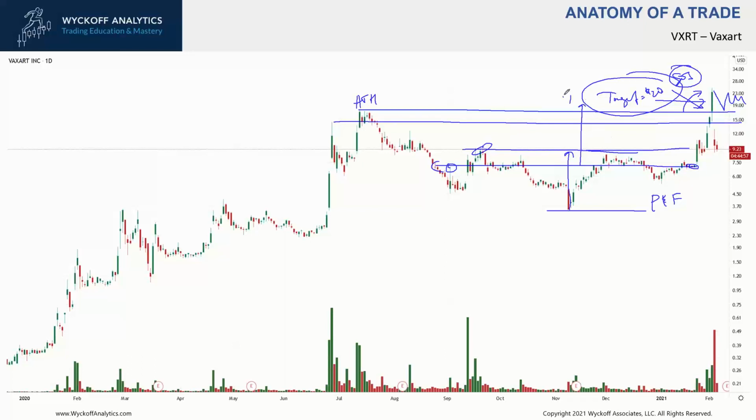So here's your target. Another way of measuring. So you get a confirmation of this around $19, $20 type of target. So that's what we need to remember.